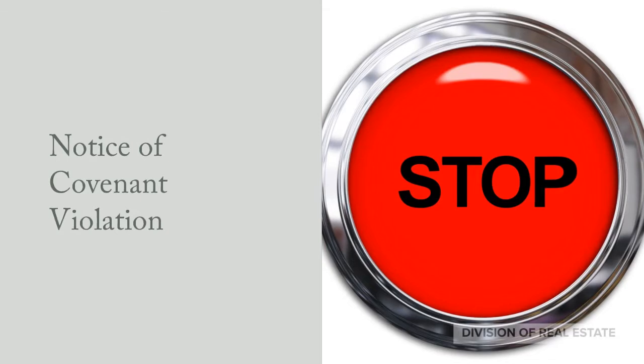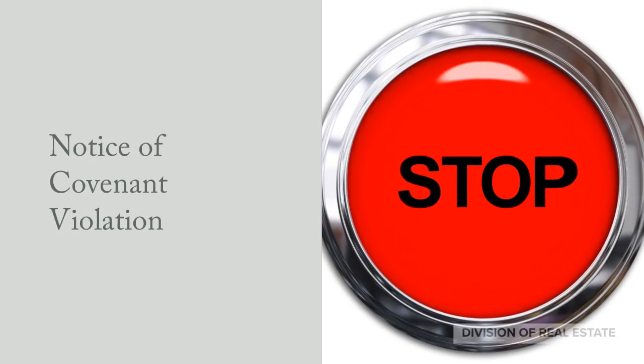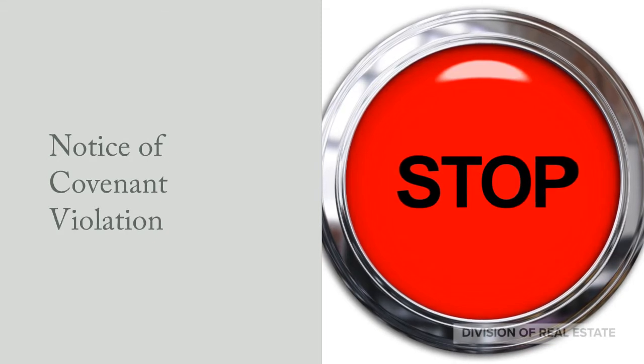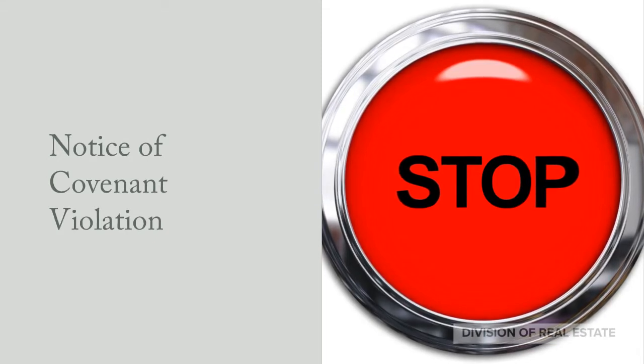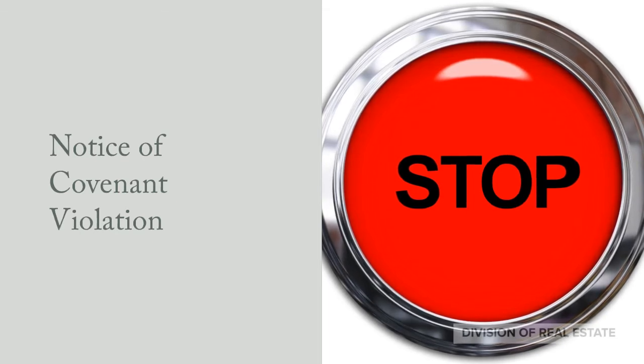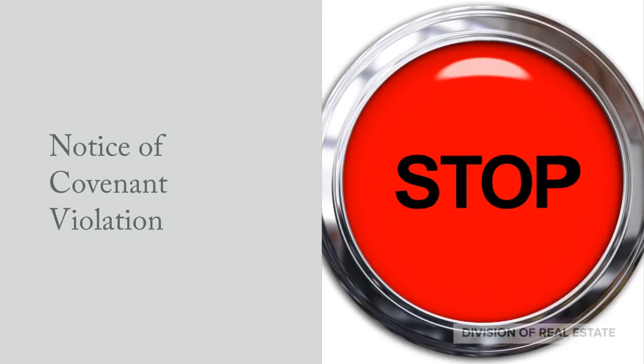An HOA can also record a notice of covenant violation, which operates similar to a lien and gives potential purchasers notice that there is a covenant violation on the property, which could hinder the sale of the property. This document is recorded at the county recorder's office in the county where the property is located.